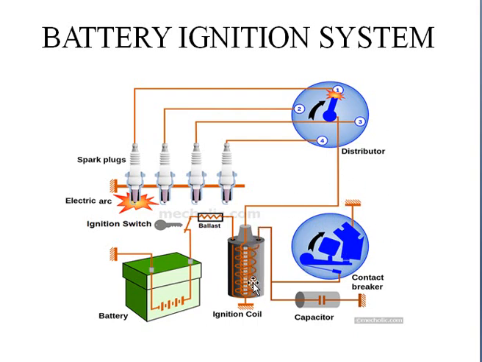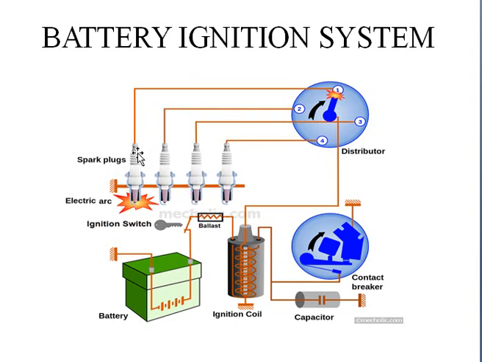So here the electric supply will be from this contact breaker to the distributor. So in the distributor you have a trigger like this. So here what it does is, if it is in contact with the first one, the first spark plug will ignite. If it is in contact with the second one, the second spark plug will ignite. If it is in contact with the third one, the third spark plug will ignite. So like this, depending upon its contact, the ignition will take place.